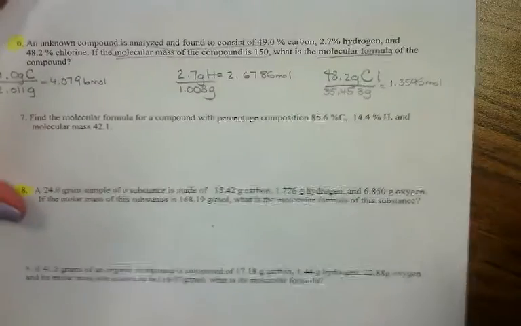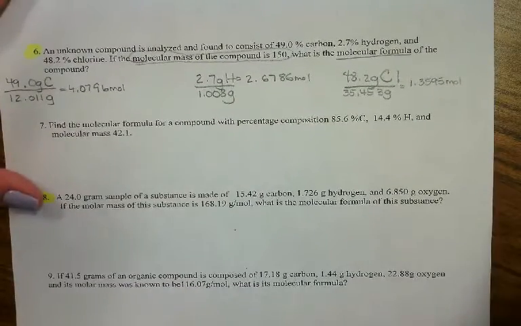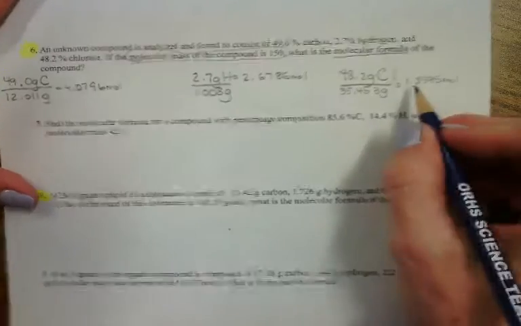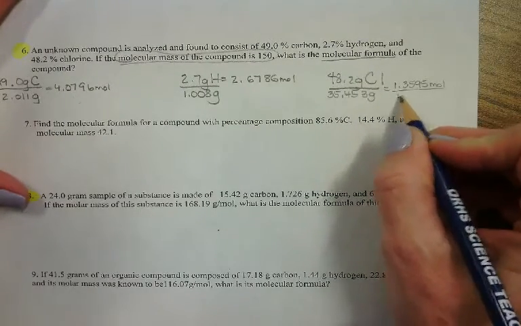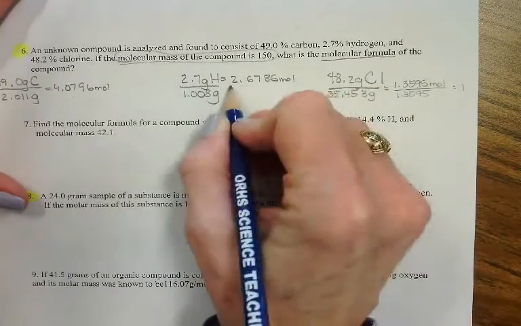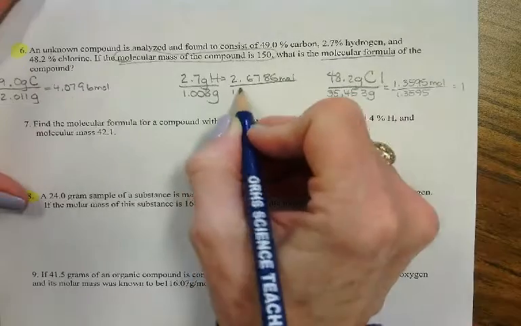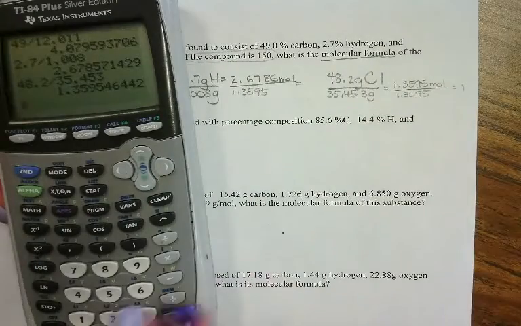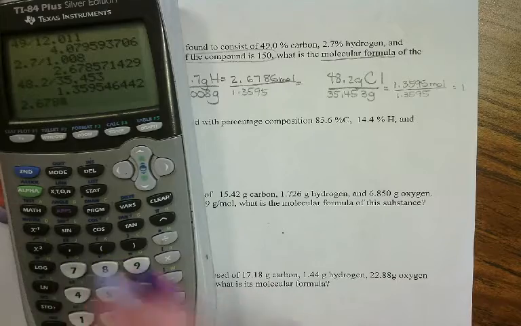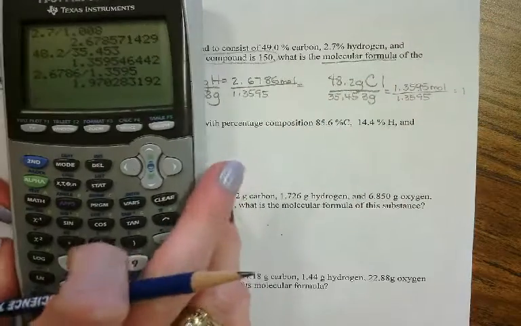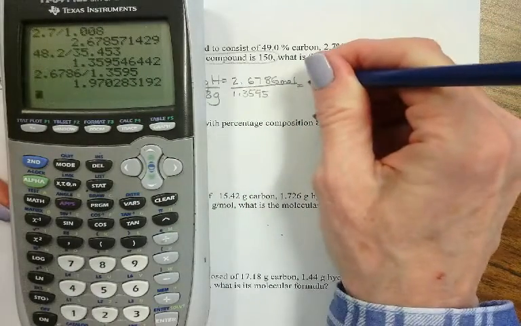Alrighty, kids. We went percent to mass, mass to mole. Now I need to divide by the smallest one. So that's the smallest mole amount. So I'm going to divide each one by 1.3595. Okay, let's see, 2.6786 divided by 1.3595. Okay, I got 1.97. I'm going to round that to a 2.